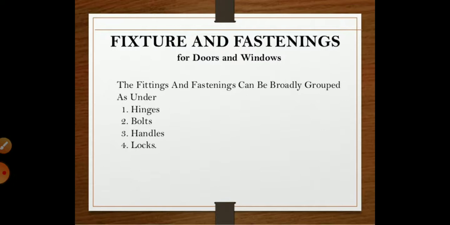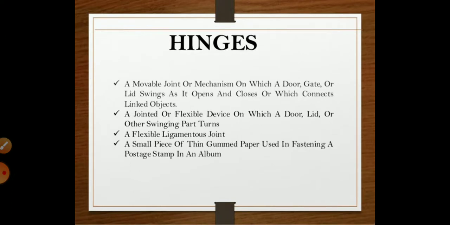Okay, so the fittings and fastenings can be broadly grouped as hinges, bolts, handles, and locks. These are the 4 types of fixtures and fastening we use in the doors and windows. So first is the hinges. Do you know what the hinges are? It is a movable joint or mechanism on which a door, gate or lid swings. It opens and closes, or connects to the linked object.